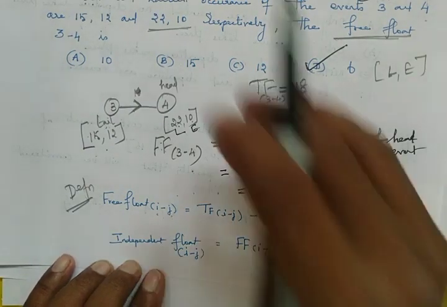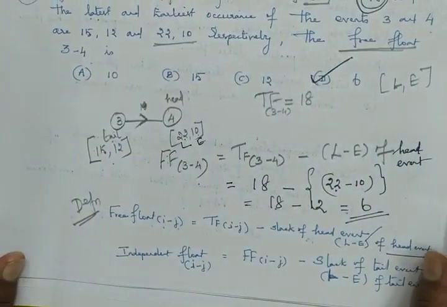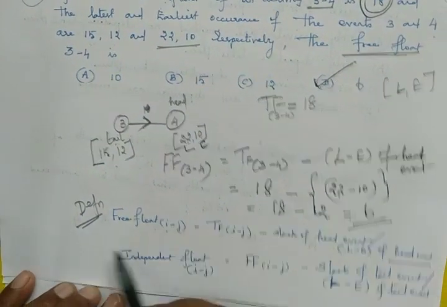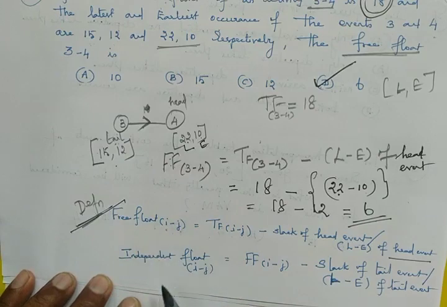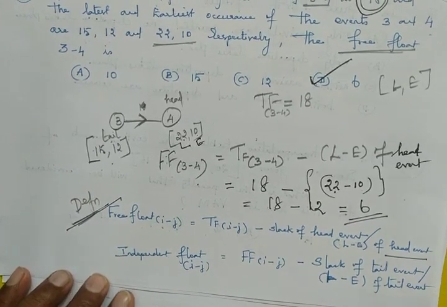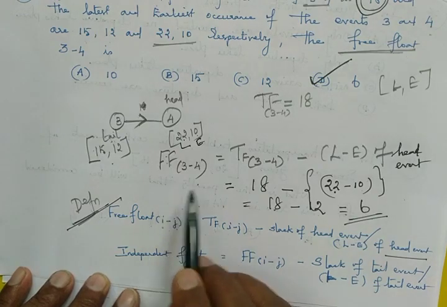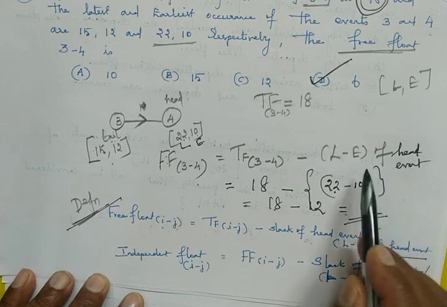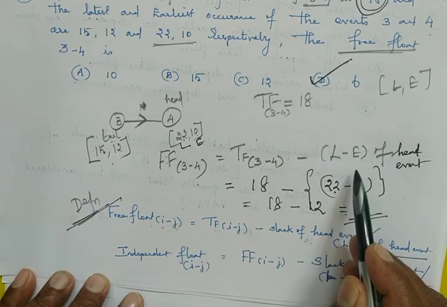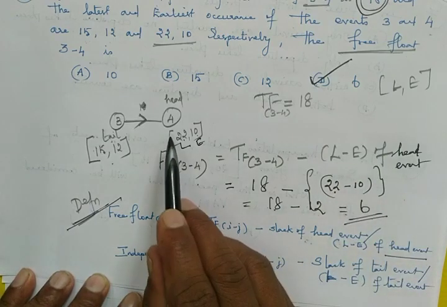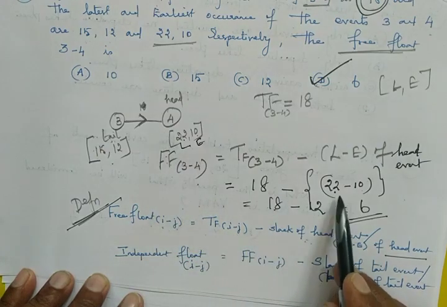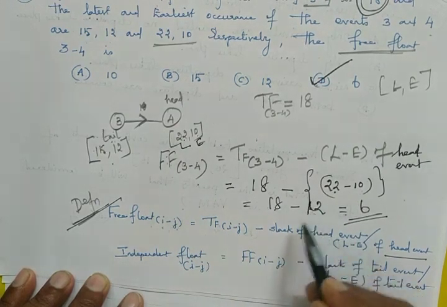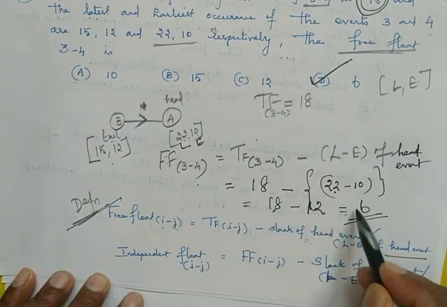So if a question asks for free float or independent float, you must be very clear on the definitions of both. For the free float, first write the total float minus the slack of the head event. Slack is the difference of L minus E of the head event. The head event is 4, so 22 minus 10 is 12. 18 minus 12 becomes 6. This is the answer for this problem.